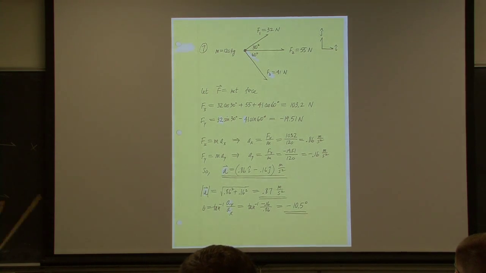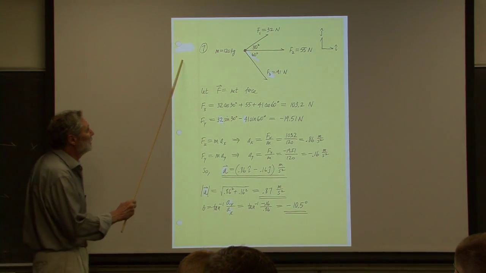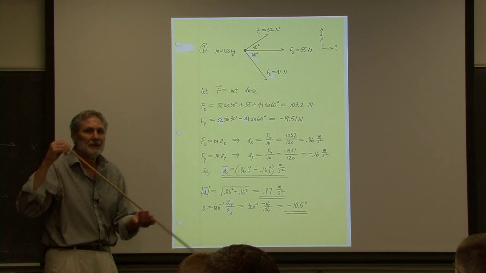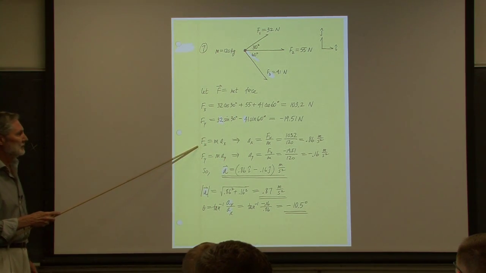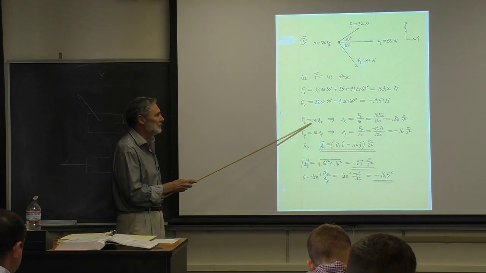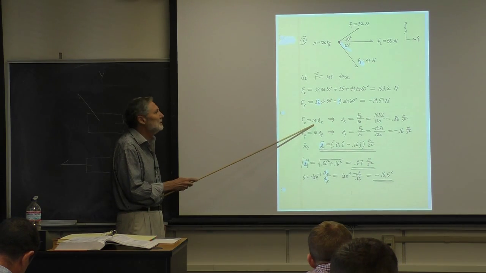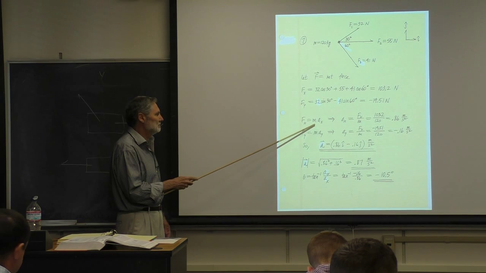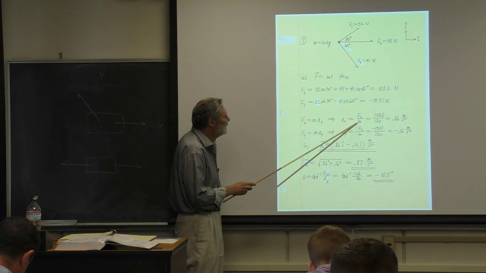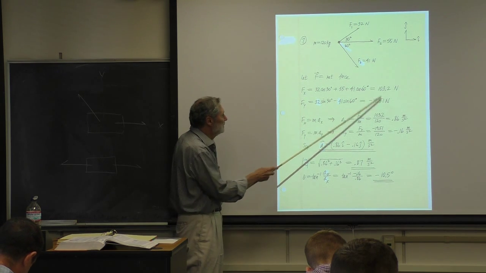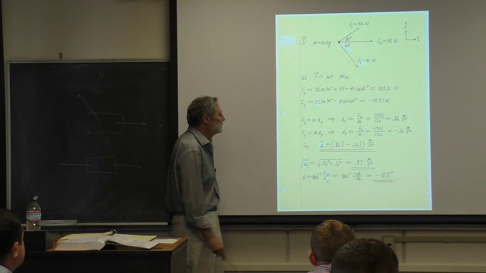And now, Newton's second law holds along any direction. So along the x direction here, the net force in the x direction is the mass times the acceleration in the x direction. So we can get the x component of the acceleration here. It's just the x force divided by the mass. We've got that. We get this, 0.86 meters per second squared.